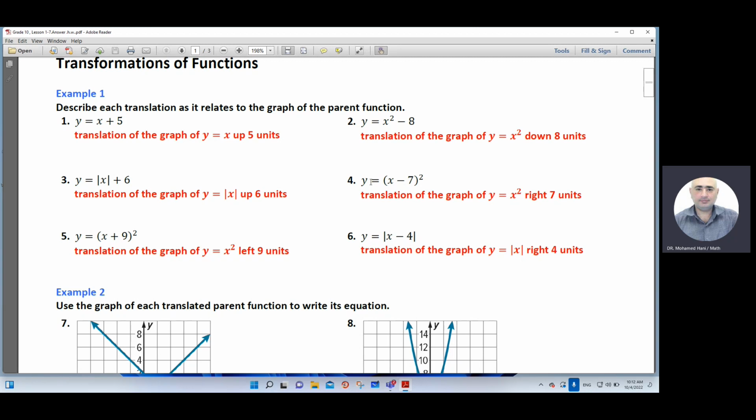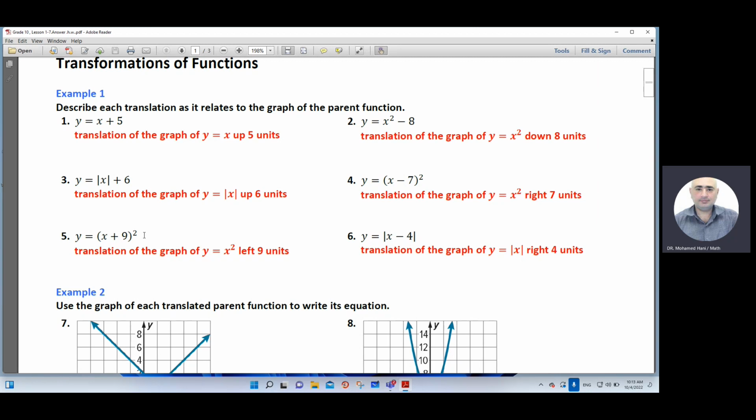Who can tell me what is the name of this function? Quadratic. Excellent. But here we don't have k. Here we have h. Minus 7. Is the 7 here positive or negative? Positive. Excellent. Because the rule will be minus. So when you have h positive, it means the graph is translated to the right. Right 7 units. Right 7 units.